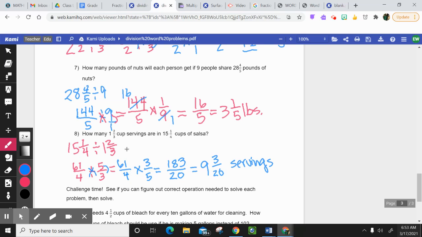How many 1 2/3 cup servings are in 15 1/4 cups salsa? 15 1/4 divided by 1 2/3. Okay, so I have to go ahead and make these improper fractions. 61 over 4 divided by 5/3. Let's multiply that across. You can't simplify anything. So we end up with 183 over 20. Okay, and 20 goes into 183 9 times with 3 as a remainder. So 9 and 3/20 servings.